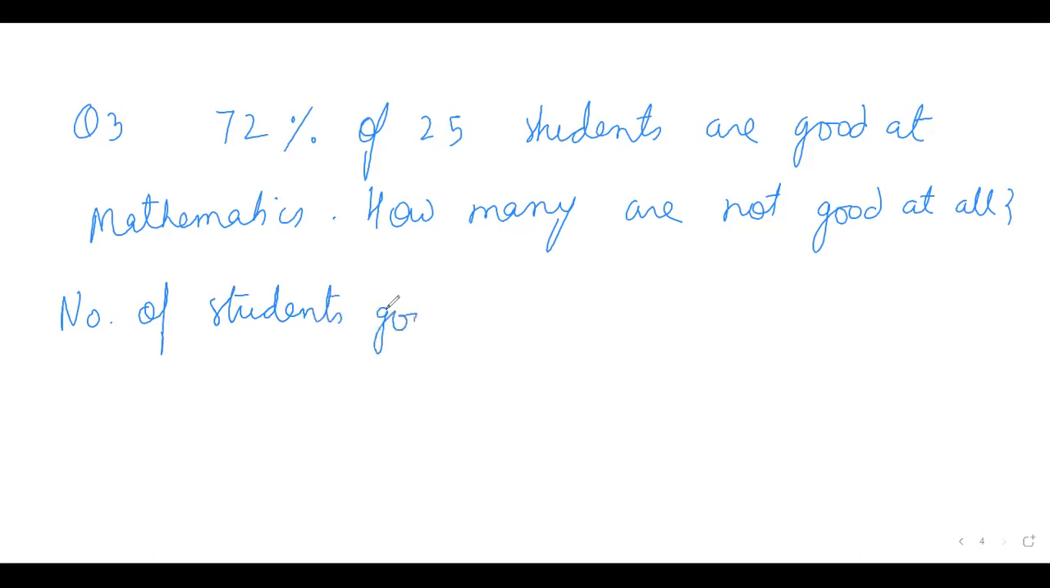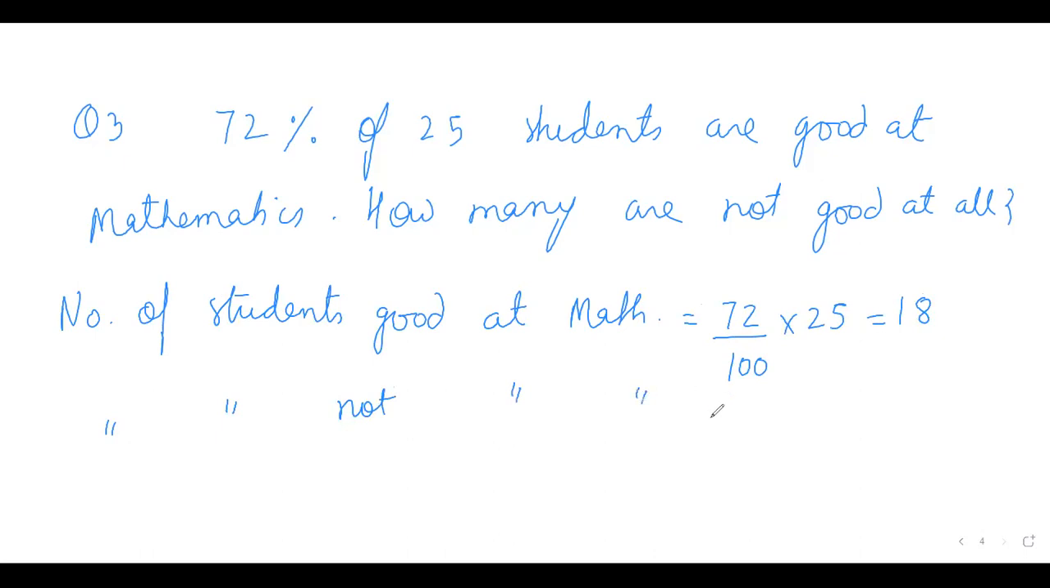So with the help of 72% of 25, you have calculated the number of students good at mathematics. That comes out to be 18. So now you have calculated the number of students not good at mathematics. It is 25 minus 18. So you are correct, Dhriti, it is 7. So let's move to the next type.